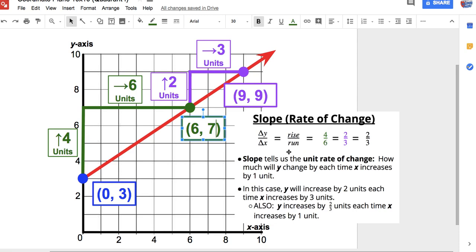This slope tells us our unit rate of change, how much y is changing by each time x increases by 1 unit. In this case, the slope tells us that y is going to increase by 2 units each time x increases by 3 units. That's the same thing as saying y would increase by 2/3 of a unit each time x increases by 1 unit.